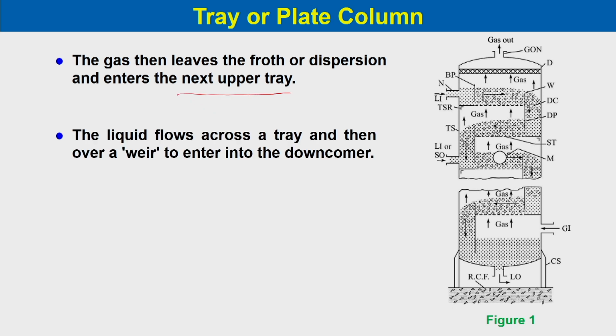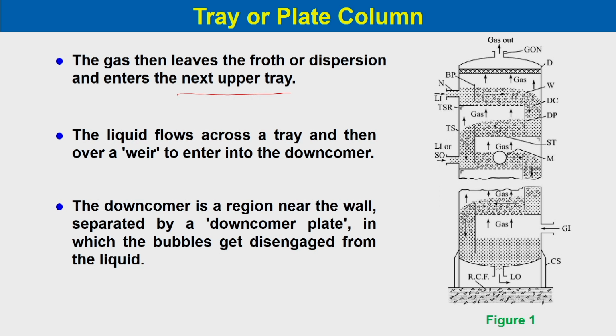The liquid flows across a tray and then over a weir to enter into the downcomer. The downcomer is a region near the wall separated by a downcomer plate, you can see over here downcomer plate, in which the bubble get disengaged from the liquid.